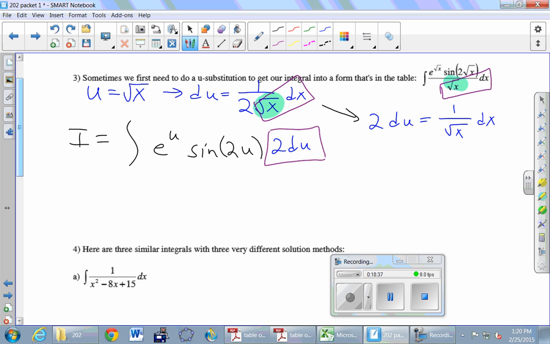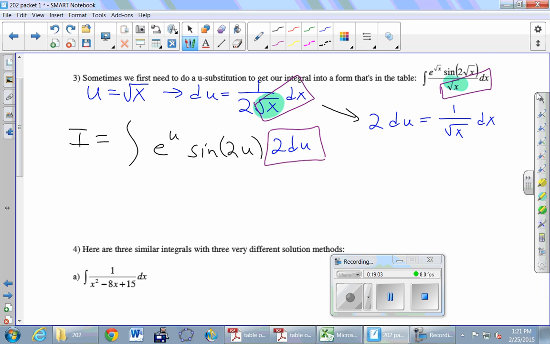Okay, I can ignore that too. It's a constant multiple. I'm envisioning it in the front. E to the u, sine of 2u. Now we look at the table. And again, start with the bold. Don't read every formula. This is the product of an e thing with a sine thing. And I think there's a whole section of products of e's and sines and cosines, right? Whole section.